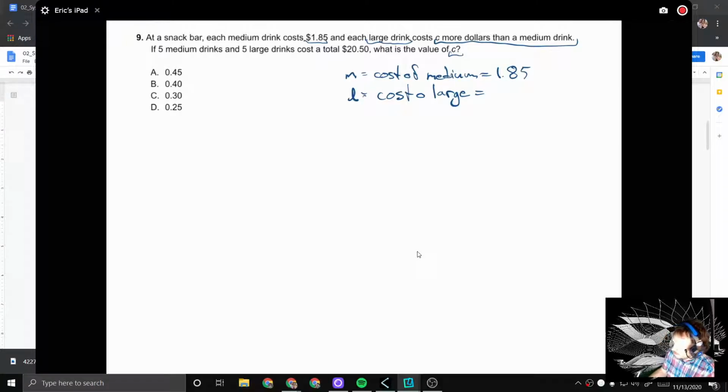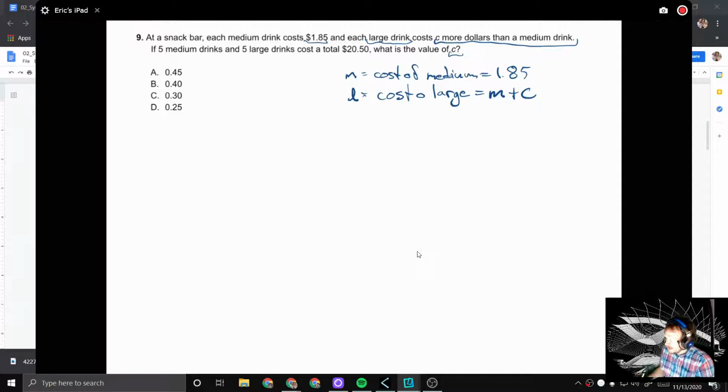And I know that it's C more than medium. So whatever the cost of the medium is, C, if I add more to it, I get the cost of the large. What did I say? M plus C.